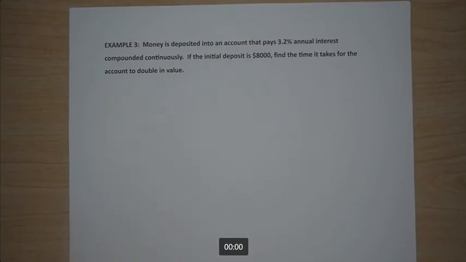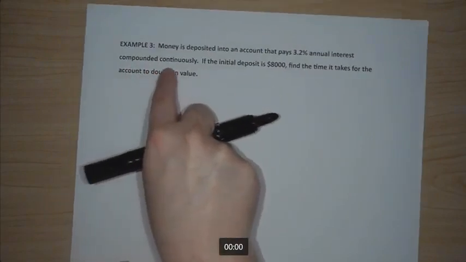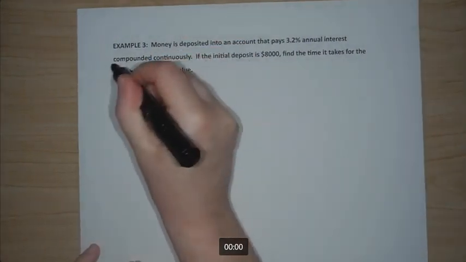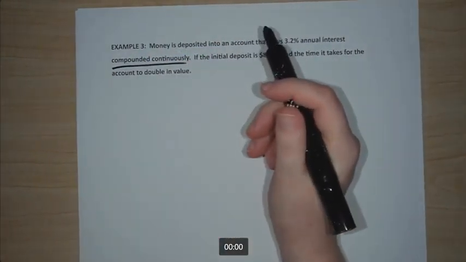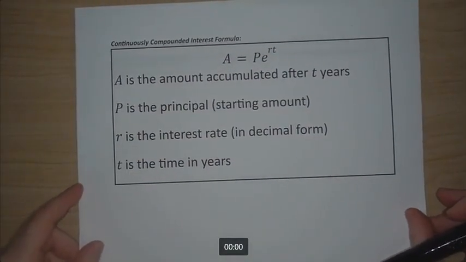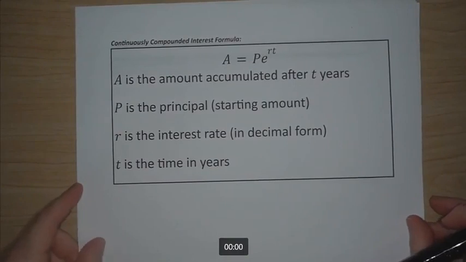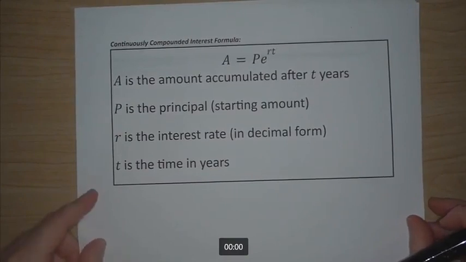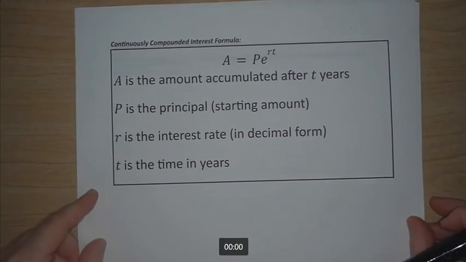So first you're going to notice that it says compounded continuously. This tells us our formula right here. This is the continuously compounded interest formula: A equals P times e to the rt, where A is the amount accumulated after t years, P is the principal or starting amount, r is the interest rate in decimal form, and t is the time in years.